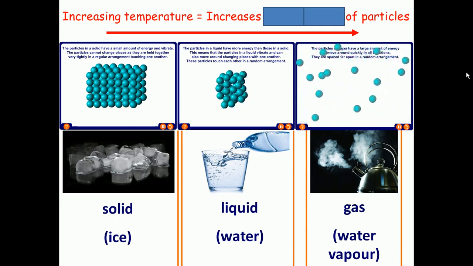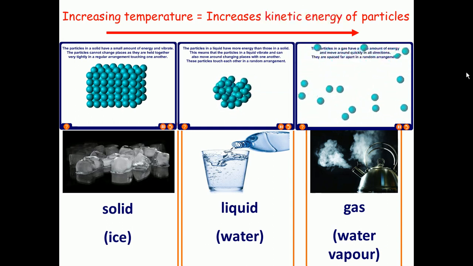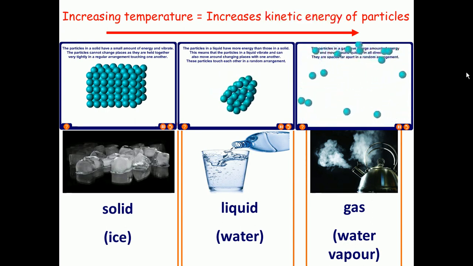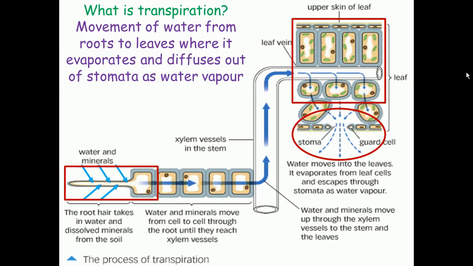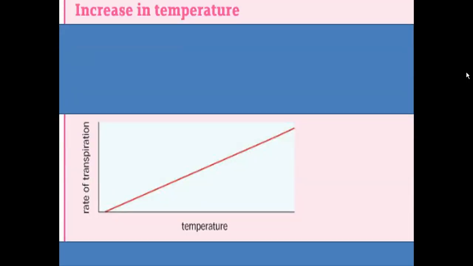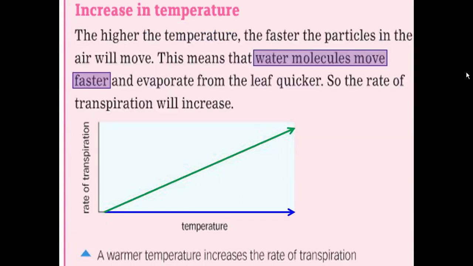When you increase the temperature, this increases the kinetic energy of particles. That means the particles move more. We know that in transpiration, the water particles move from the roots to the leaves and then evaporate and diffuse out the stomata. So effectively, increasing the temperature increases the rate of transpiration because the water molecules have more kinetic energy and move faster when they diffuse out of the stomata.